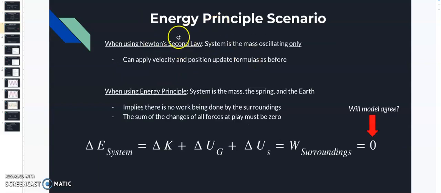So when we're using Newton's second law, the system is the mass that's oscillating only, because then we can apply the velocity and position update formulas as before by looking at the forces acting on the system. Now when using the energy principle, we set the system to be the mass, spring, and the earth, and it implies that there is no work being done by the surroundings because instead we have potential energy. So the sum of the changes of all energies at play must be zero, because there's no work being done by the surroundings, so it's just the change in kinetic, gravitational potential, and spring potential energy on the total system.